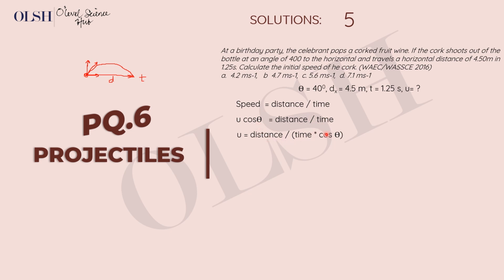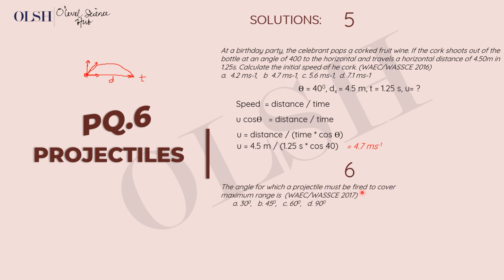All right, so if we bring in the parameters into this, we're going to be having 4.5 divided by 1.25 seconds times cos 40, because that's the angle it makes with the x-axis given to us here. So if we simplify this further, we're going to have our answer as 4.7 meters per second. Okay, so let's move on to the sixth question.